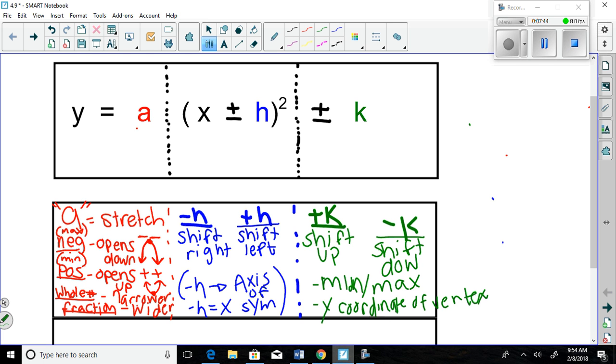And I'll show you what that looks like. And so basically, if we're not shifting left or right, sometimes it will just be up and down. You can just leave it x squared. If there's nothing in the parentheses, you can just leave it x squared. And I'll show you what that looks like. All right, so I'm going to go back on here real quick.